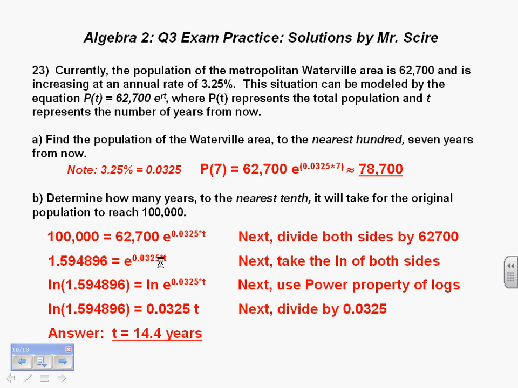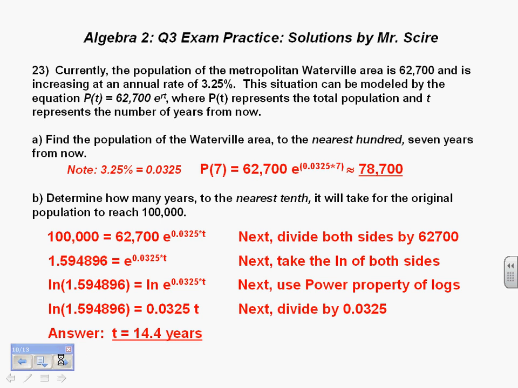Now we have the variable up in the exponent position, so we want to get it down. We're going to use the log, kind of like a ladder. Okay, because now since we have e in this problem, we're going to take ln of both sides. So we get ln, ln. We're going to now use the power property of logs to bring our exponent out front. We notice that ln of e is just 1, so that goes away. And now we divide both sides by 0.0325, and t comes out as 14.4 years.